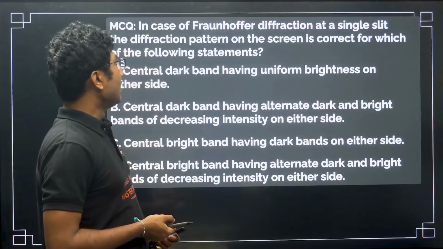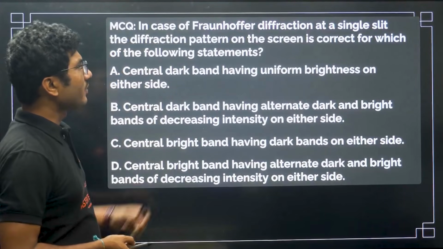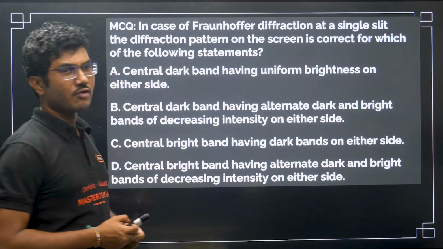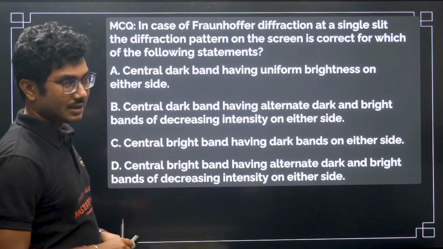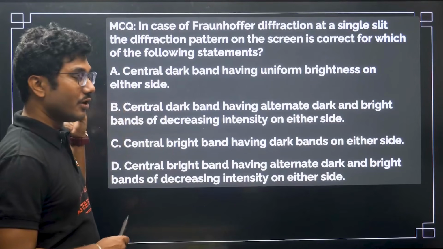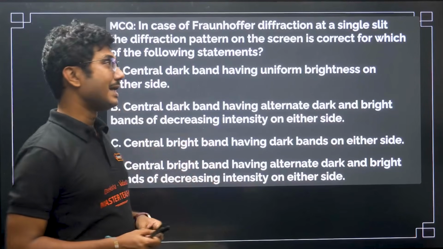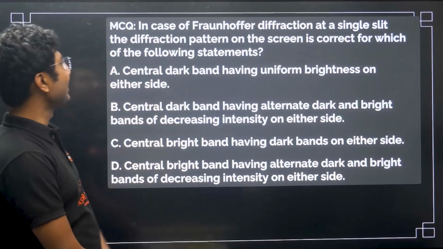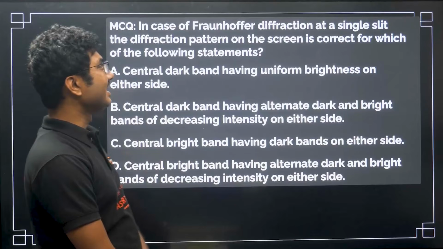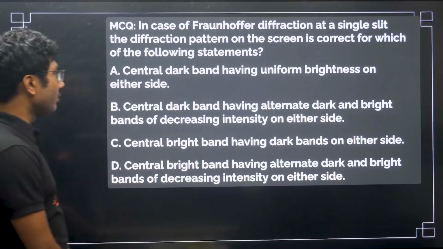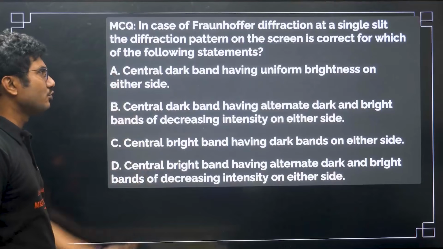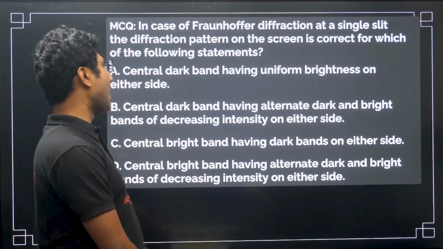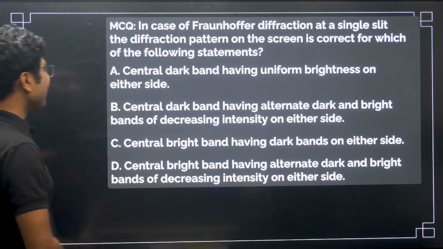In case of Fraunhofer diffraction, the single slit diffraction that we have studied is called Fraunhofer diffraction, named after the person who created that mechanism and did the experiment. In Fraunhofer diffraction at a single slit, the diffraction pattern on the screen is correct for which of the following statements? Which of the following statements is true? Central dark band having uniform brightness on either side. So, is it uniform brightness?